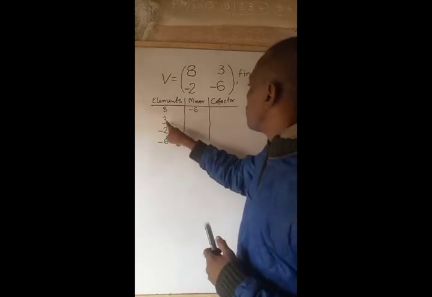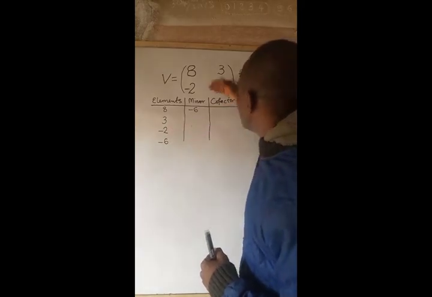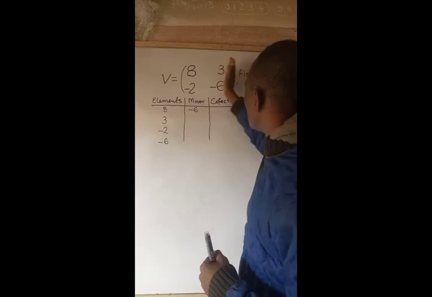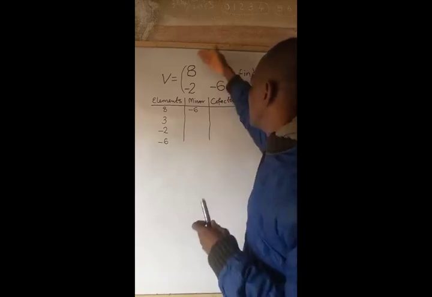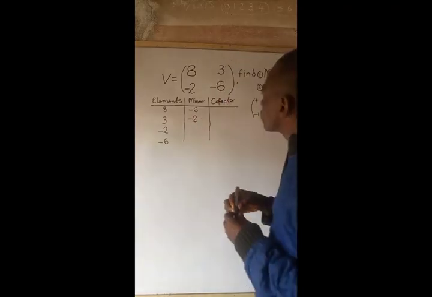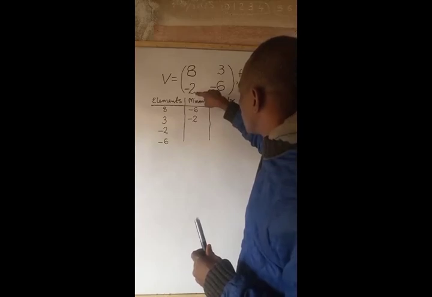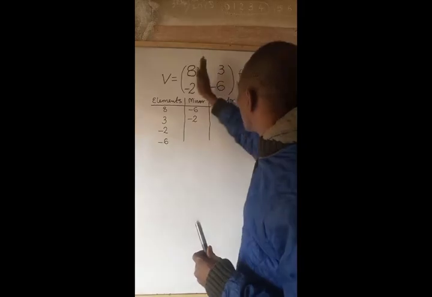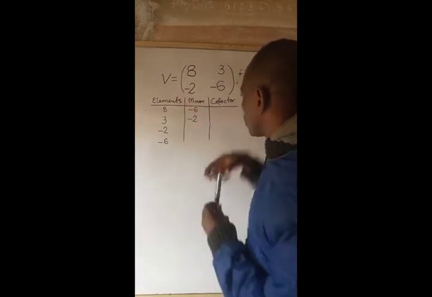We move to the second one. We obtain the minor of the second element by deleting the row and the column in which the second element lies. So when I delete it, we will have -2. We now move to the next one, which is -2. I can obtain the minor of -2 by deleting the row and the column in which -2 lies. And when I do, we will have 3.